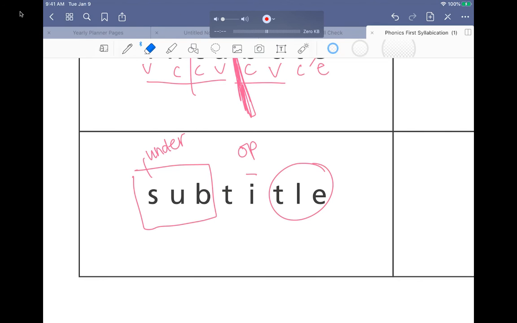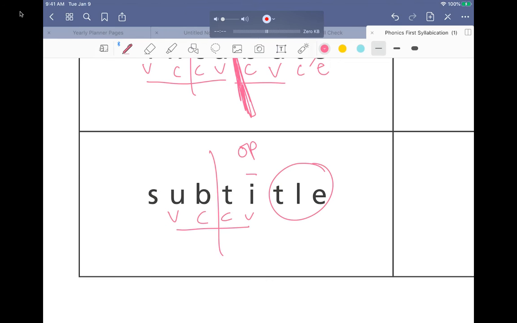Yeah. Let's pretend you didn't know that sub was a prefix. That's totally fine. I can still walk through my steps. Find my vowels, build my bridge, count my consonants, and divide down the middle because there's 2. This still says sub because it is a closed syllable, and that still says tie because it's an open syllable. It just saves us some steps when we start to recognize our prefixes because we can box them off and it's one less thing we have to do, okay?